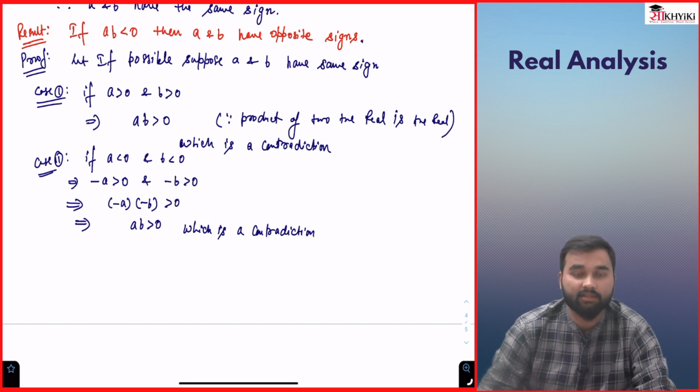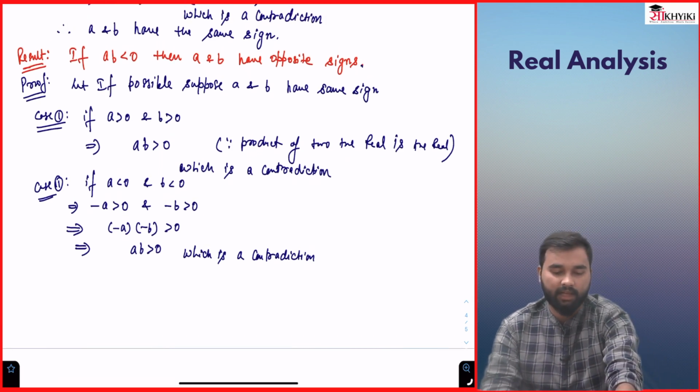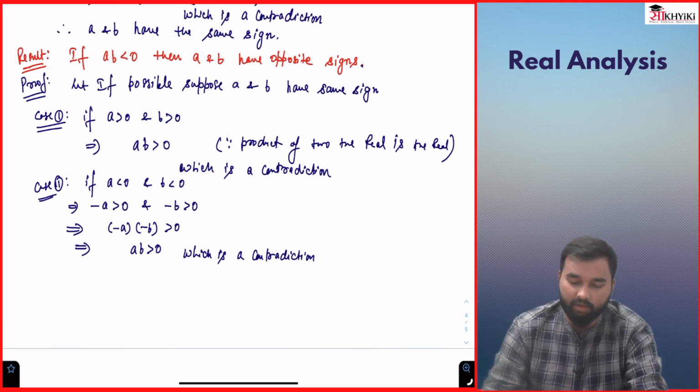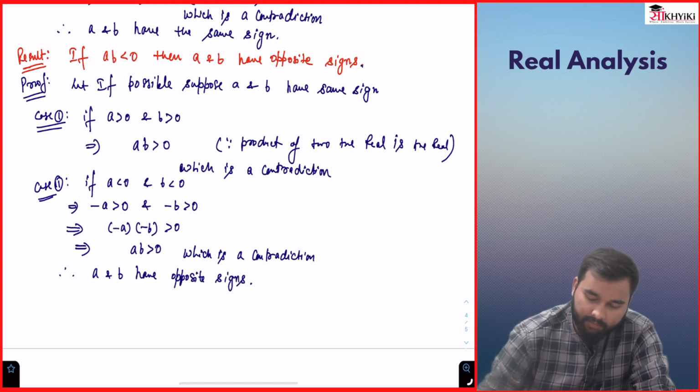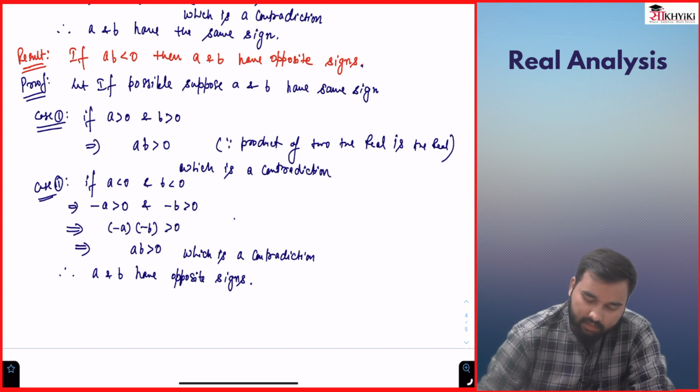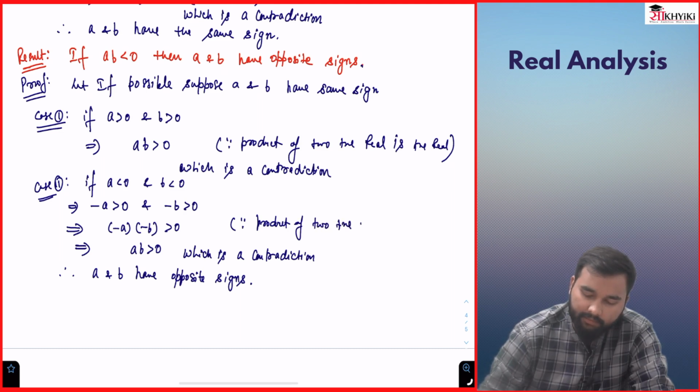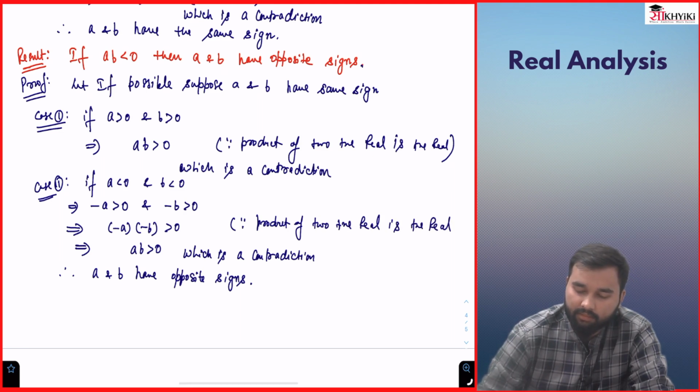So our supposition that A and B have same sign was wrong, and hence we must have A and B have opposite signs. Yes, we have to mention this result: since the product of two positive reals is positive real.